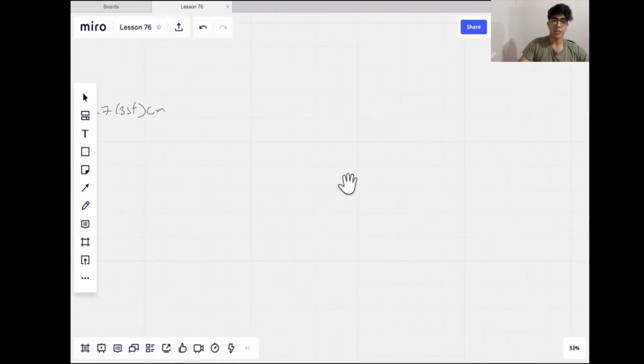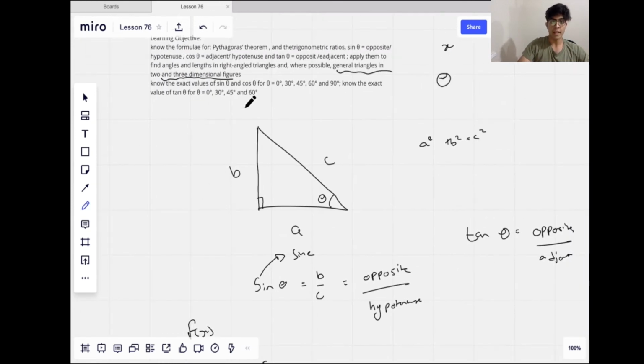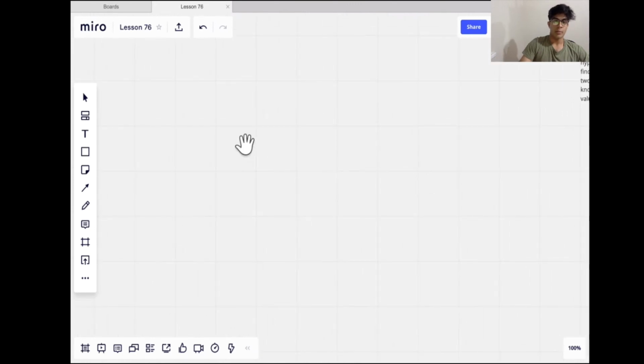So now let's move on to the second part of the learning objective, which, if we zoom in here, is to know the exact values of sine theta and cos theta for theta equals 0, 30, 45, 60, and 90, and know the exact values of tan for 30, 45, and 60, and 0. Maybe if we create a table for these. You could honestly just plug this into your calculator and always get the answer, but I'll give you a way you can figure this out even if you didn't have a calculator, and there's also quite an easy way to memorize this, which I'll tell you in a second.